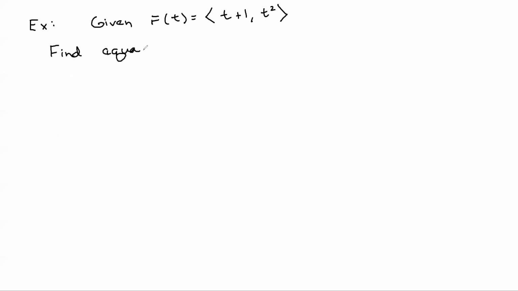Okay, let's do another example. This is a common example that you encounter in these derivative of vector functions chapters. Maybe example is not the right word. It's an application. Okay, so let's say r of t is t plus 1, t squared, and you're asked to find the equation of a tangent line to r of t at t equals 1.